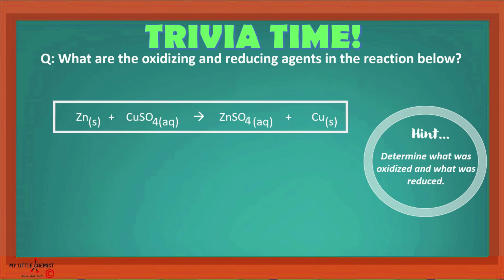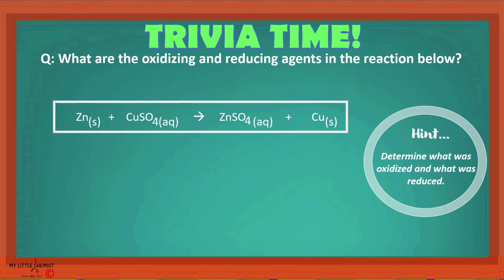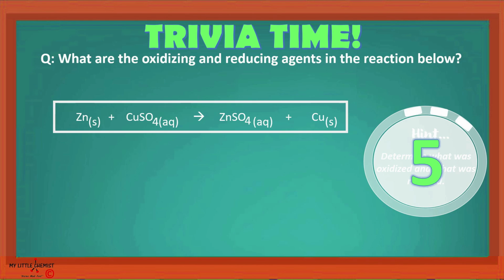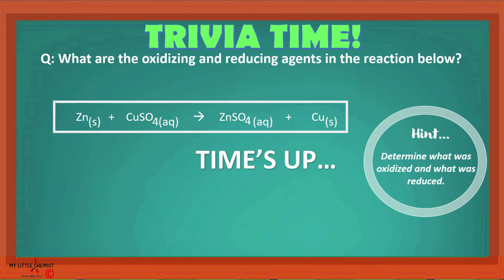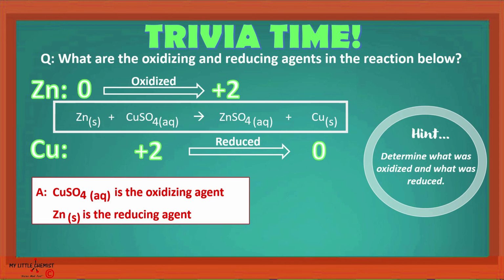It's trivia time. What are the oxidizing and reducing agents in the reaction below? Here's a hint. Determine what was oxidized and what was reduced. Give yourselves 2 minutes to answer this question. You can pause the video now. Go! Time's up! If you had copper sulfate as the oxidizing agent and zinc as the reducing agent, then you're correct.